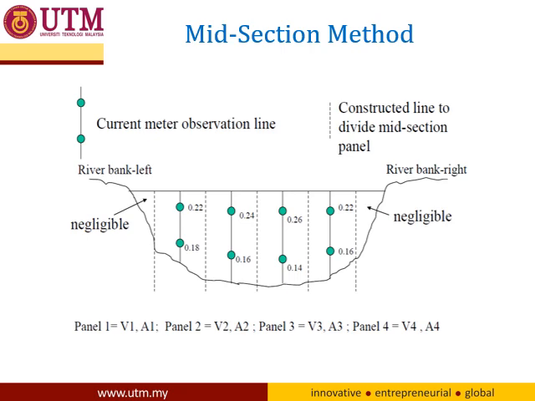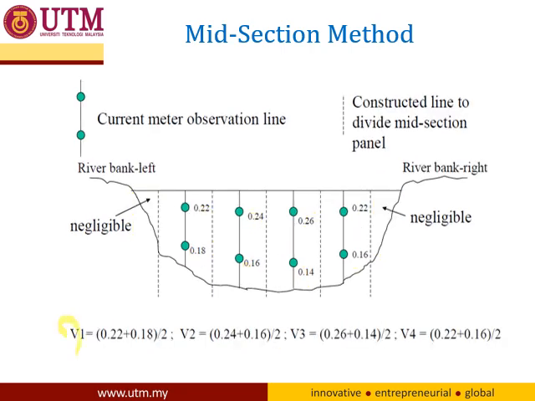Let's say we already have these velocity measurements. If an area does not have a velocity, you may neglect or discard this area. So what you do is construct lines to divide the mid-section panels. Panel 1: V1, A1; panel 2: V2, A2; panel 3: V3, A3; panel 4: V4, A4. A panel actually means a segment or subsection. It's the same thing.